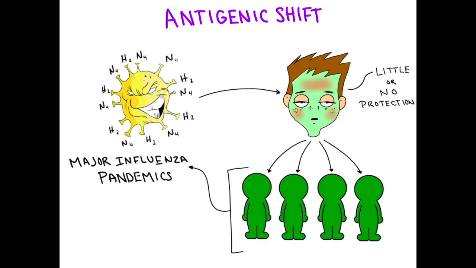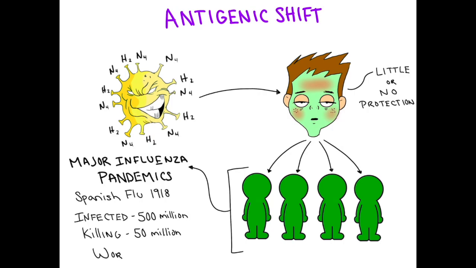One of the worst pandemics was the Spanish influenza of 1918. This disease, which was the result of an antigenic shift, infected over 500 million people worldwide, and within that year there were 50 million deaths, with many believing that this is a low estimate.